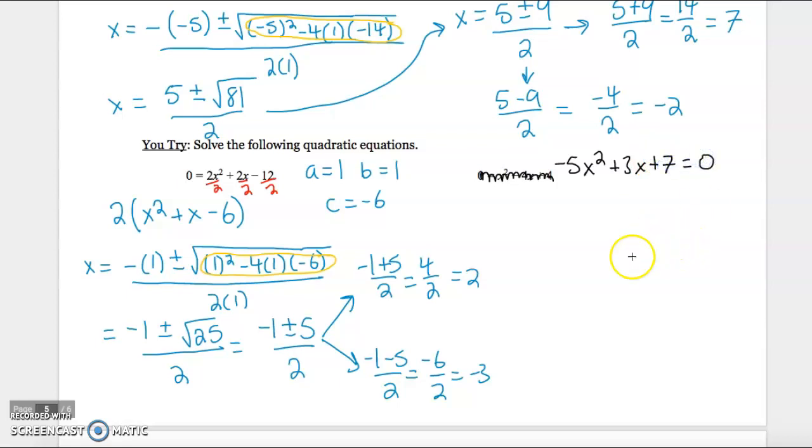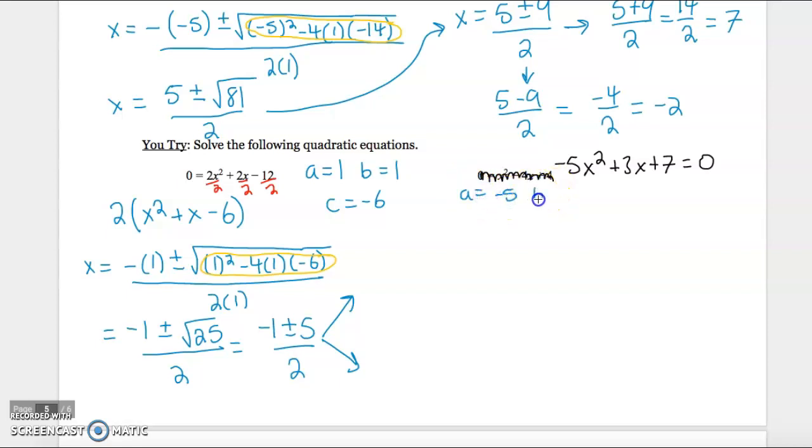Okay, so this one's a little different. I check and there's no GCF I can pull out. My a value isn't 1, so you could try a reverse box method here if you would like. But again, I'm showing you how to use the quadratic formula, so I'm going to go ahead and use the quadratic formula with this one. I'm just going to give myself a little bit more space here. So I can go ahead and identify, first and foremost, my a, b, and c values. So a would be negative 5, b would be 3, and c would equal 7.